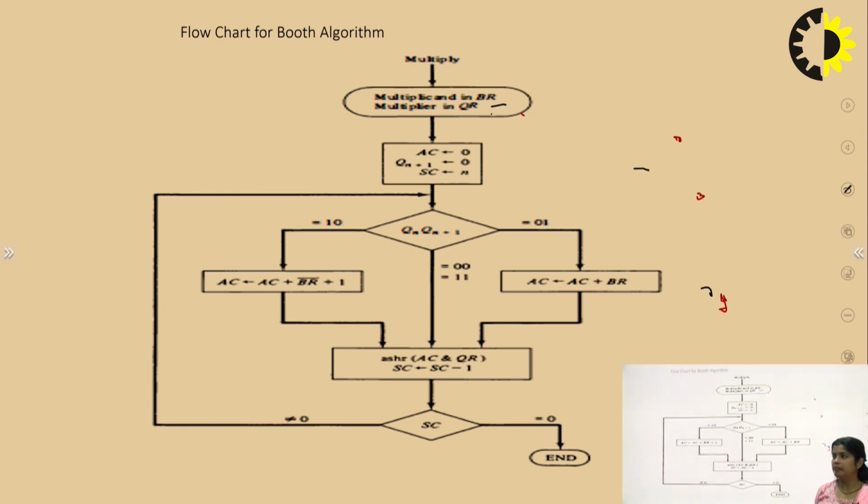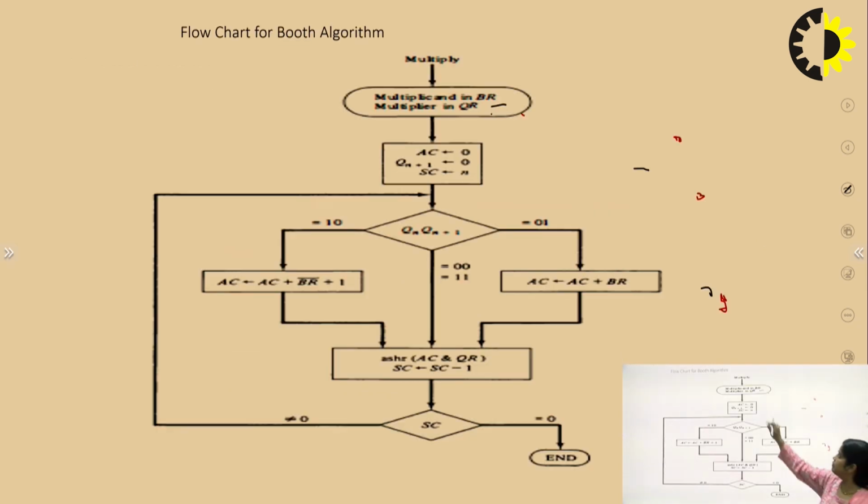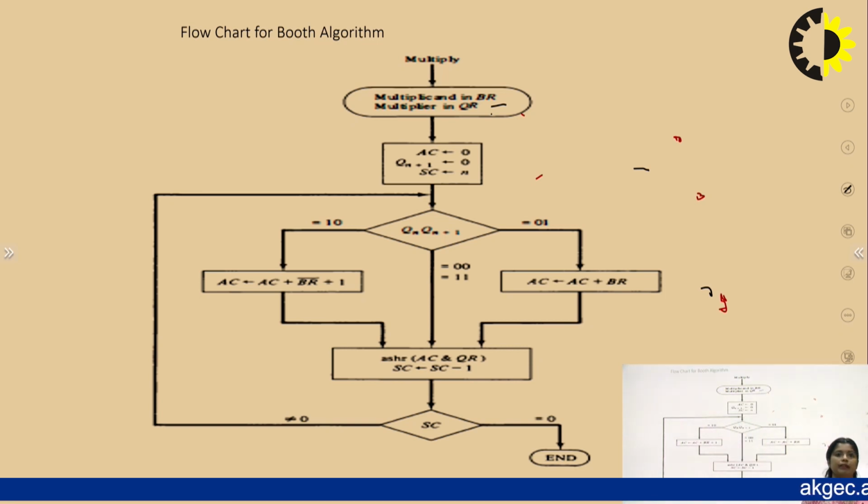Now, the next one is, at the initial point, the accumulator. That is the AC register. This AC register will be initialized to 0, and Qn minus 1 is a 1 bit flag value, and this 1 bit value can be considered as a 0. And the sequence counter is the number of steps to reach the solution.